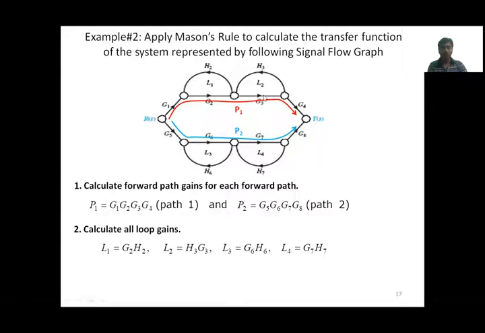From here to here, here to here? No, this arrow mark is in opposite direction, so we can't do that. So there are no other possible loops. So we have only four individual loops.